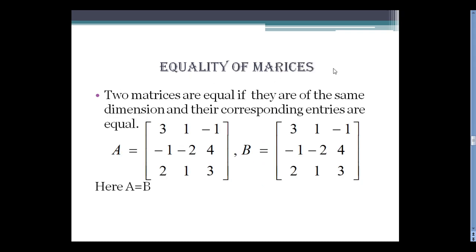Equality of matrices. When do you say two matrices are equal? Look at this matrix A and matrix B. We could see all the entries are the same and their dimensions are also equal. It is a 3 cross 3 matrix. Here also we could see a 3 cross 3 matrix and the entries are also equal. So A equals B.